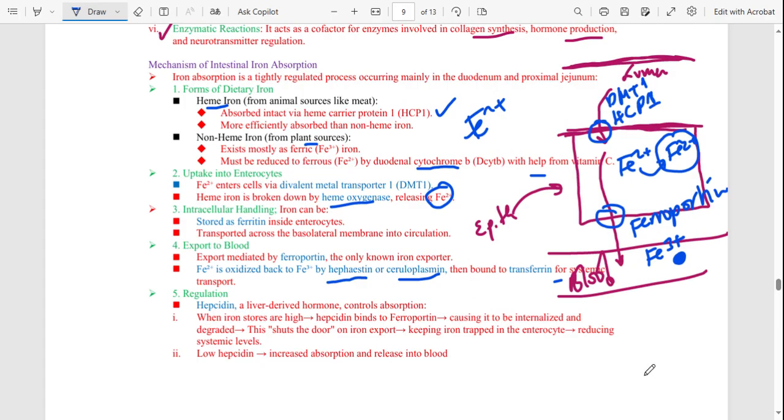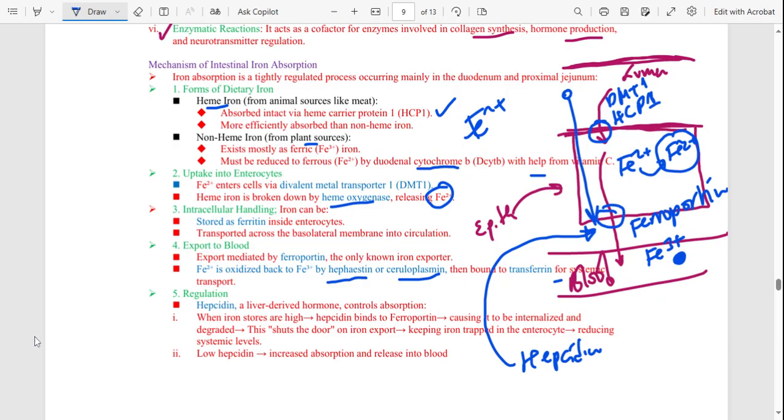Now, what happens is that the liver releases a hormone which we call hepcidin. When you have too high levels of iron in the body, this hepcidin is going to come and bind on the ferroportin to prevent the iron that is in the food from being absorbed.